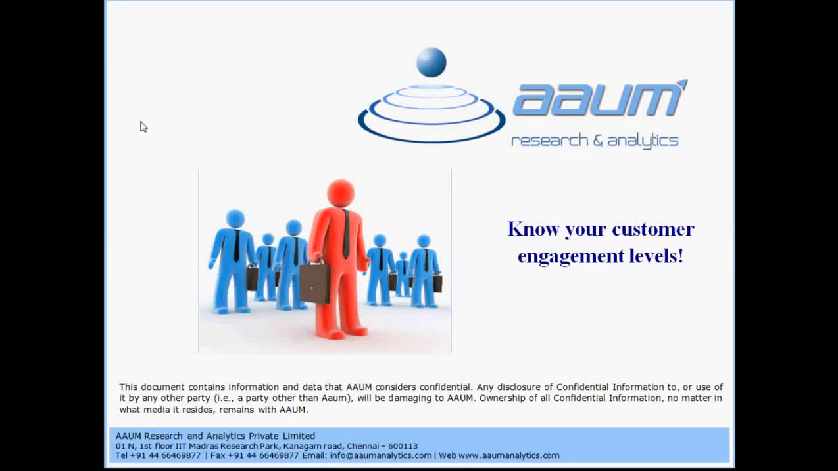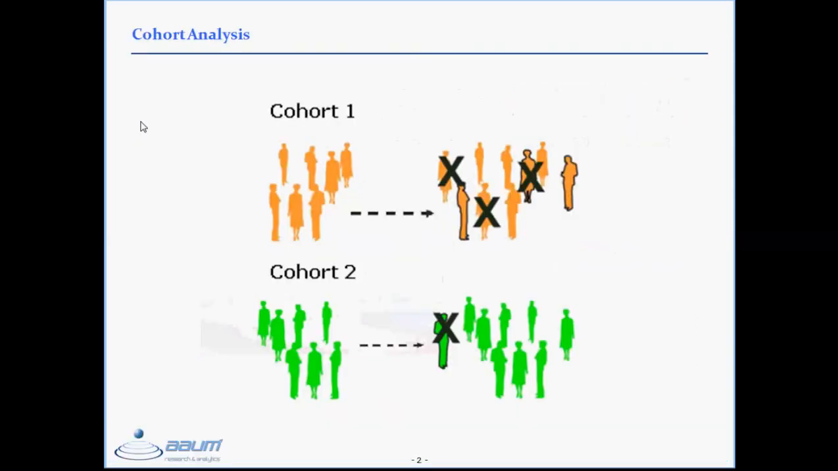In this demonstration, we'll be discussing cohorts and how you find the engagement level of your agents. A cohort is a group of people who share a common characteristic over a period of time. Cohort analysis helps us to measure engagement over time.